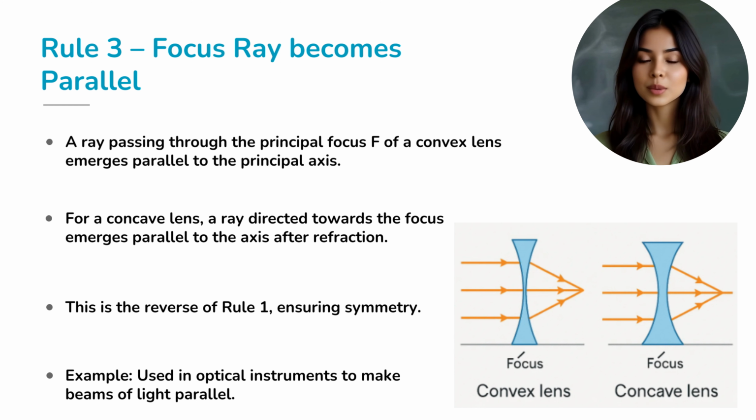That's why the light from a car's headlamp doesn't just scatter everywhere. The lens ensures it travels in a nice straight beam to light up the road. So, Rule 3 is your final shortcut. A ray through the focus becomes parallel to the axis. Simple, symmetric, and super useful. And with this, you've got all 3 principal rays mastered, enough to draw any lens ray diagram in seconds.